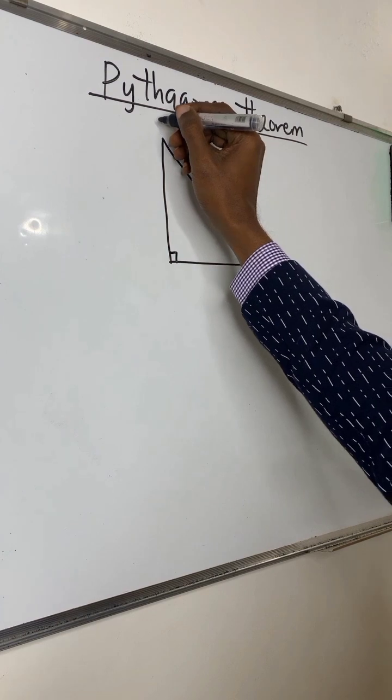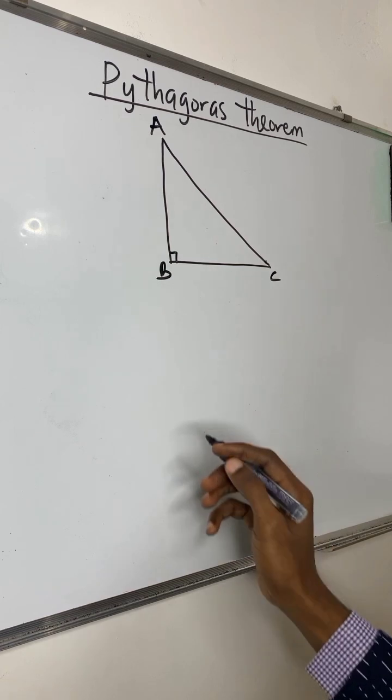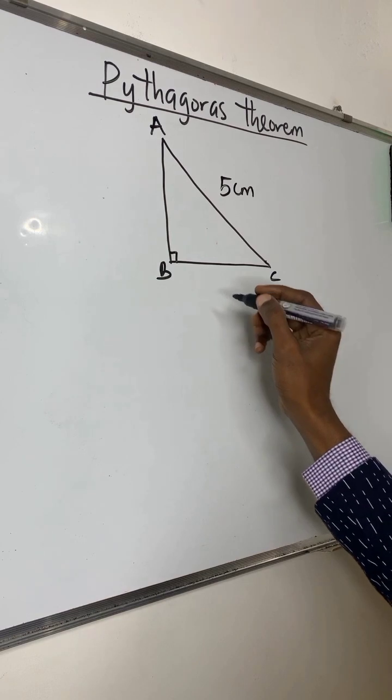Okay, so let's try another example. Here we have our right angle triangle ABC. Now our AC is 5 centimeters, our AB is X centimeters, and our BC is 4 centimeters. Now we are looking for X. We have our hypotenuse, we have one of the other sides of the right angle triangle, but we are left with one side that is unknown, which in this case is X.